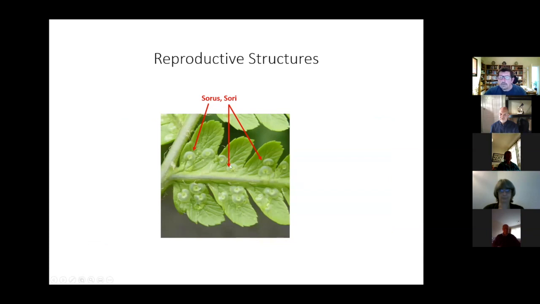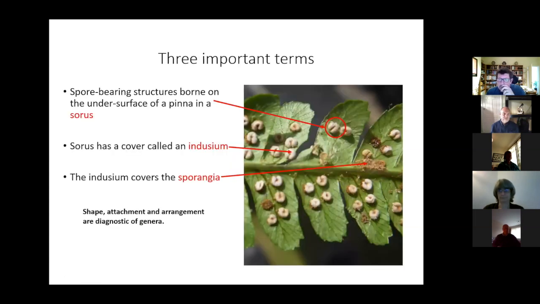They sit usually, in nearly all ferns, on the underside of the leaf, and they're arranged in various ways. This is the underside of a Dryopteris filix-mas, a male fern. I want to talk about 3 important terms now, which you'll need to understand because they use them in the keys a lot. They're not as complicated as they look, but they are a little bit technical, probably because they're in Latin.